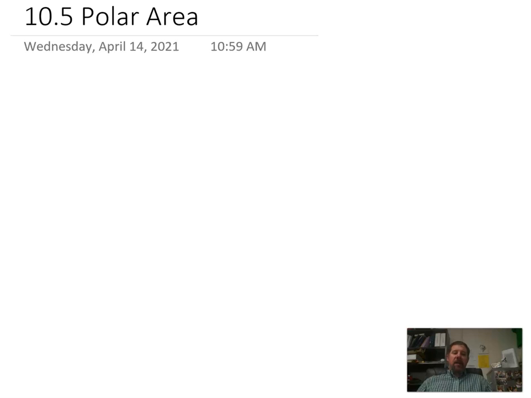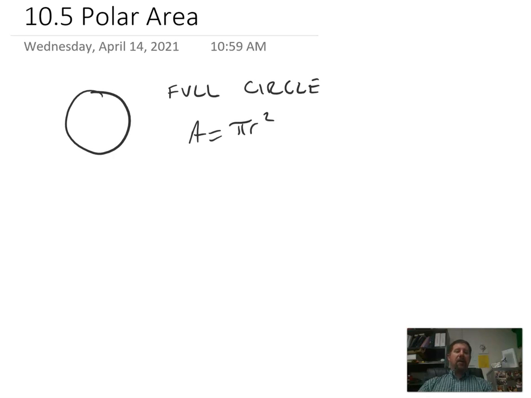Let's first go back and review how to find the area of a circle and the area of a sector. To find the area of a full circle, we all know that you would do area as pi r squared. But if we just wanted a piece of that circle, a piece of our pizza pie, then we call that a sector.